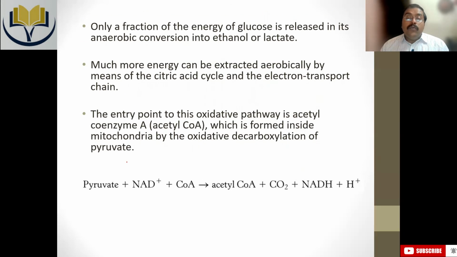Now, whether it's aerobic or anaerobic, the main concept in the conversion of pyruvate to any other component is that finally NADH needs to get converted to NAD plus. Only a fraction of the energy of glucose is released in the anaerobic conversion, but in aerobic conversion, complete energy is released via the electron transport chain and oxidative phosphorylation.